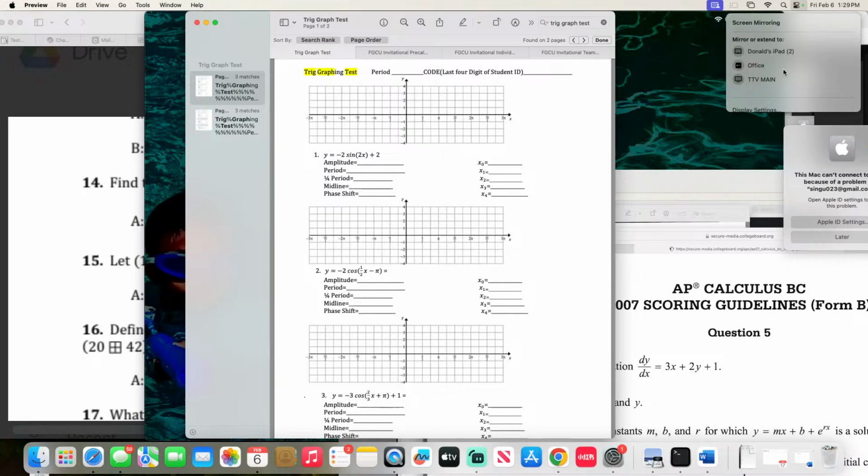Yes, Devin? Wasn't the midline y equals 1? Yes, you're right. Thank you. It's actually like negative 1, maybe just with the reverse. Yeah, I'll just change your negative one. Okay, that's good. But Devin's right. Is that okay? Thank you.